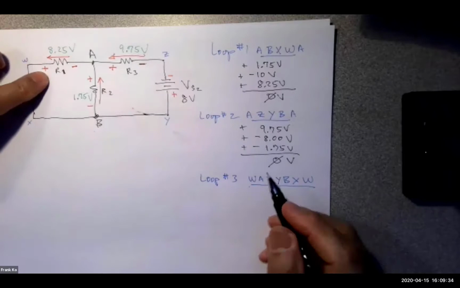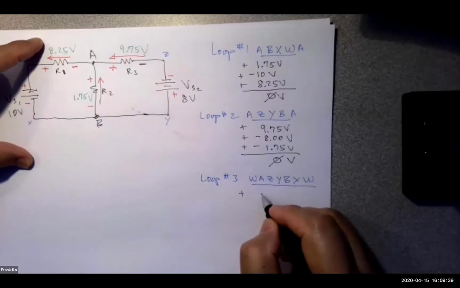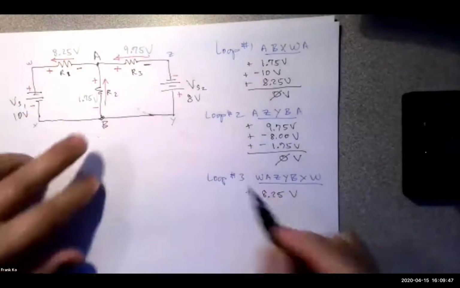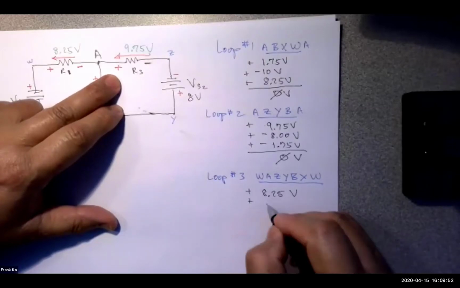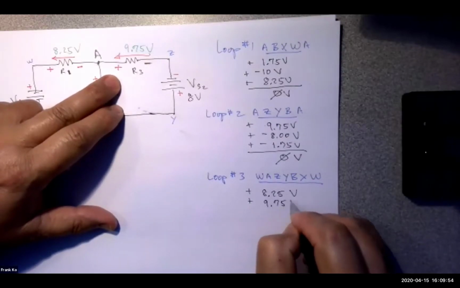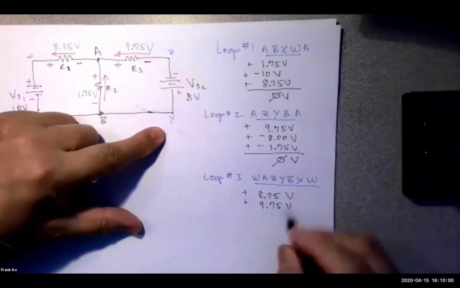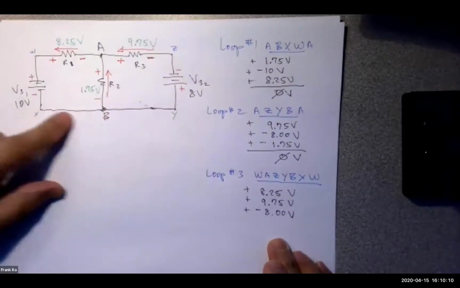So W to A, what do I have? Positive 8.25 volts. So from A to Z, what do I have? From A to Z, I have a positive 9.75 volts. Then from Z to Y, what do I have? Negative 8.00 volts. From Y to B, B to X, there's nothing on this bottom wire.